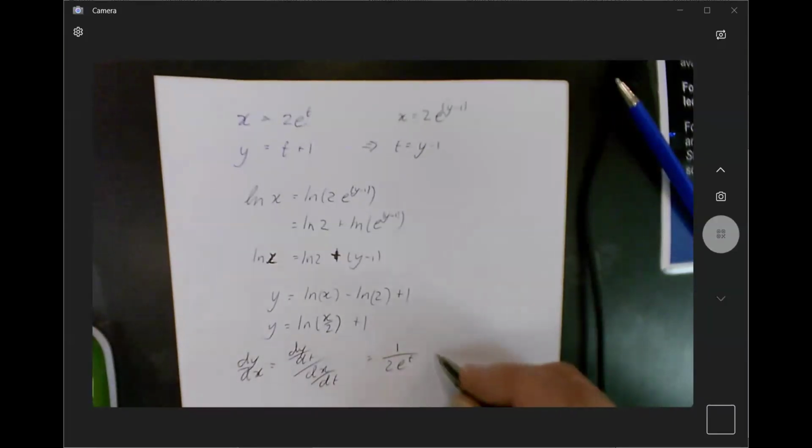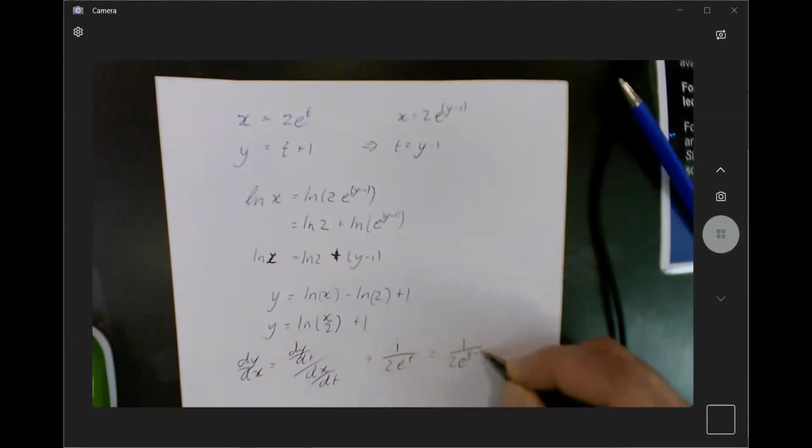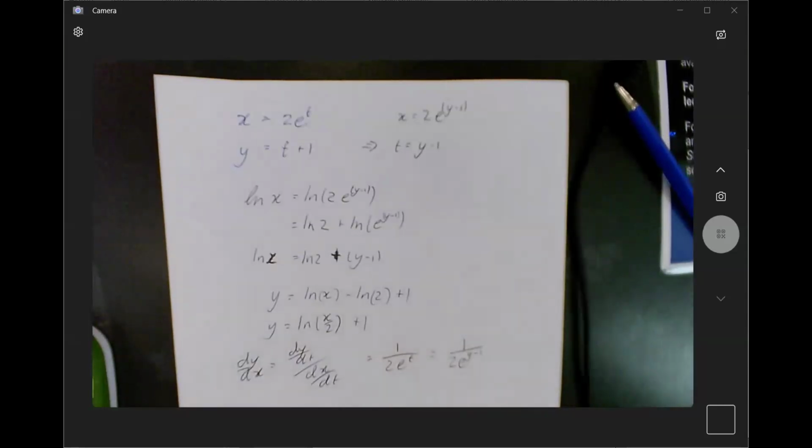Interestingly enough, this is not going to do what I really was hoping it would do. 1 on 2e to the y minus 1. That's a bit weird. But, so I've given my derivative of y with respect to x as a function of y. I could do that. Nothing wrong with that. It's not great, but nothing wrong with it.